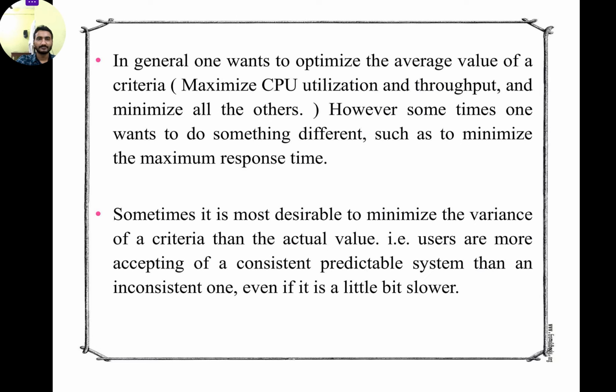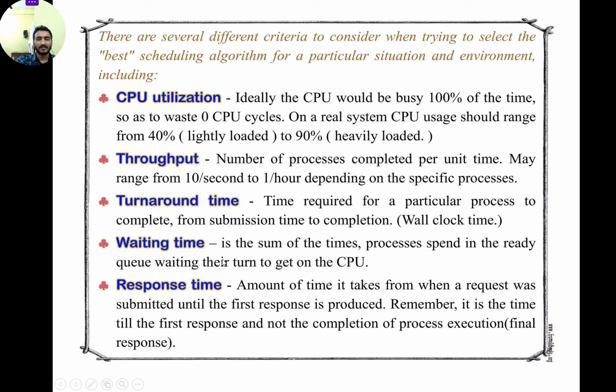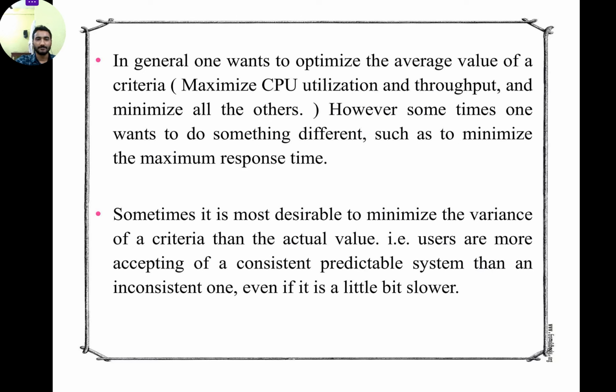Go to next slide. In general, we want to optimize the average value of the criteria. We want our CPU utilization and throughput to be maximized, and we want to minimize all other criteria like turnaround time, waiting time and response time. We want to increase CPU utilization and throughput when we have to select any CPU scheduling algorithm.